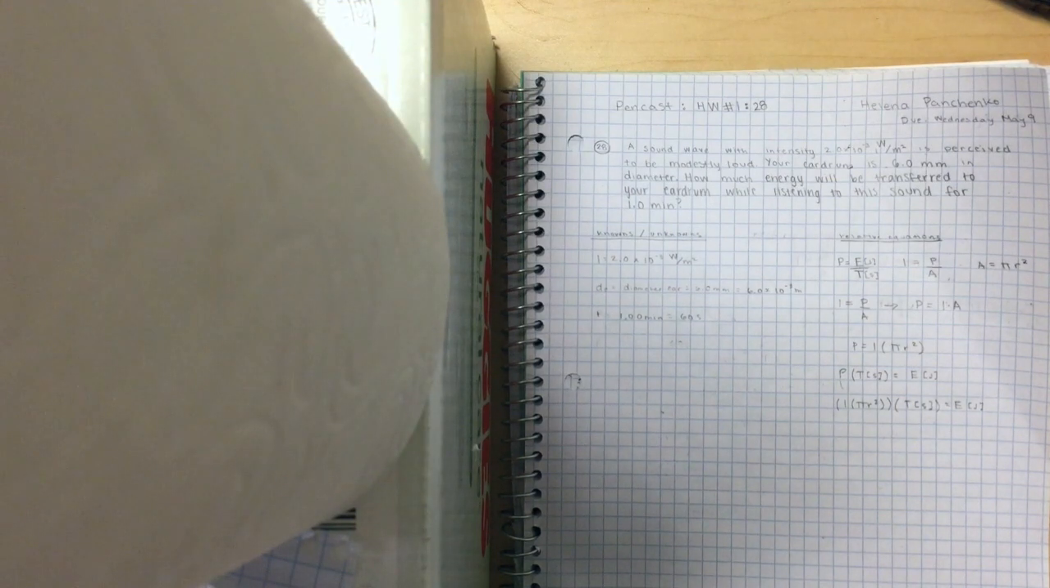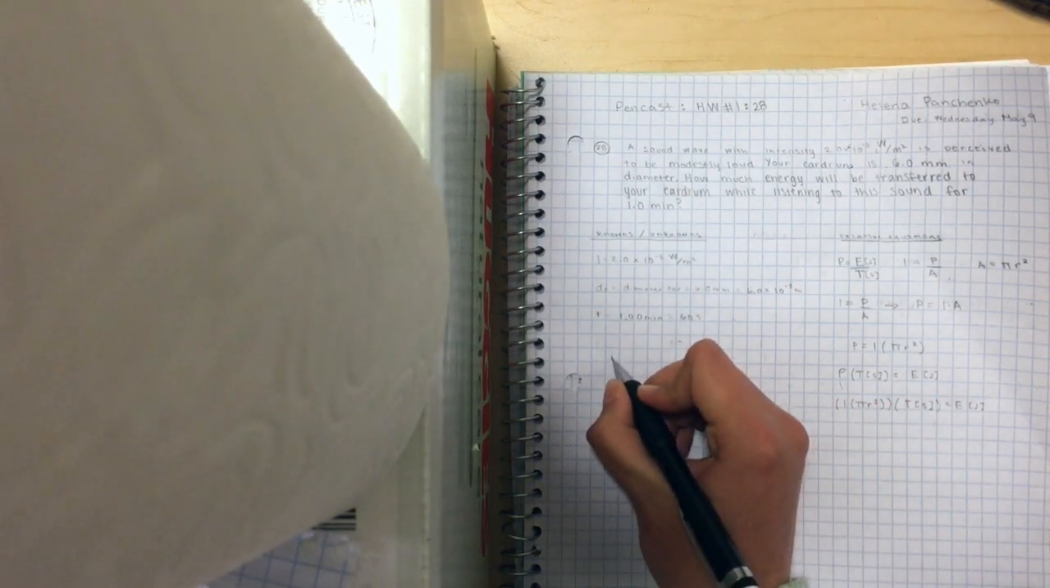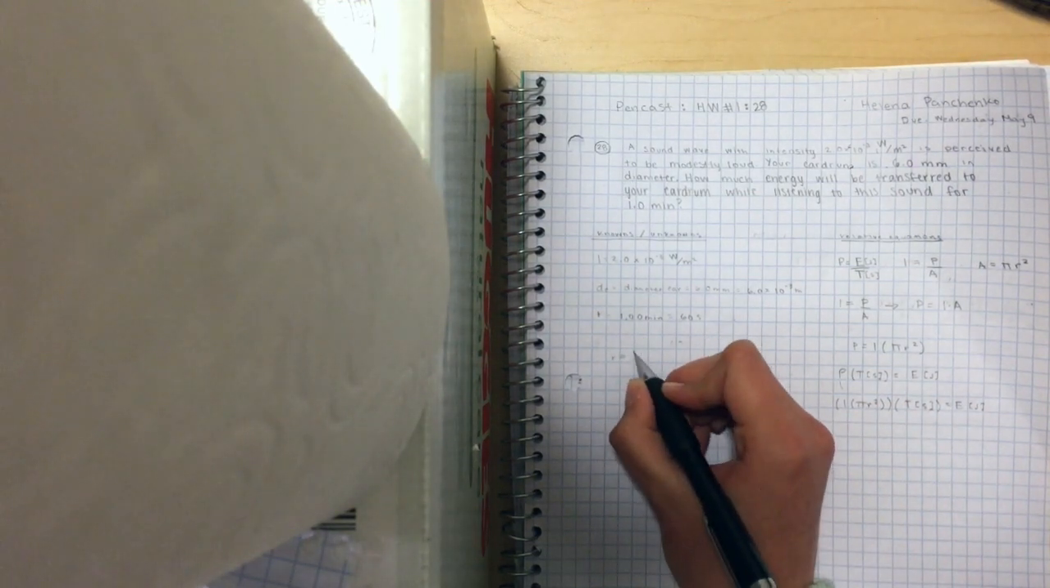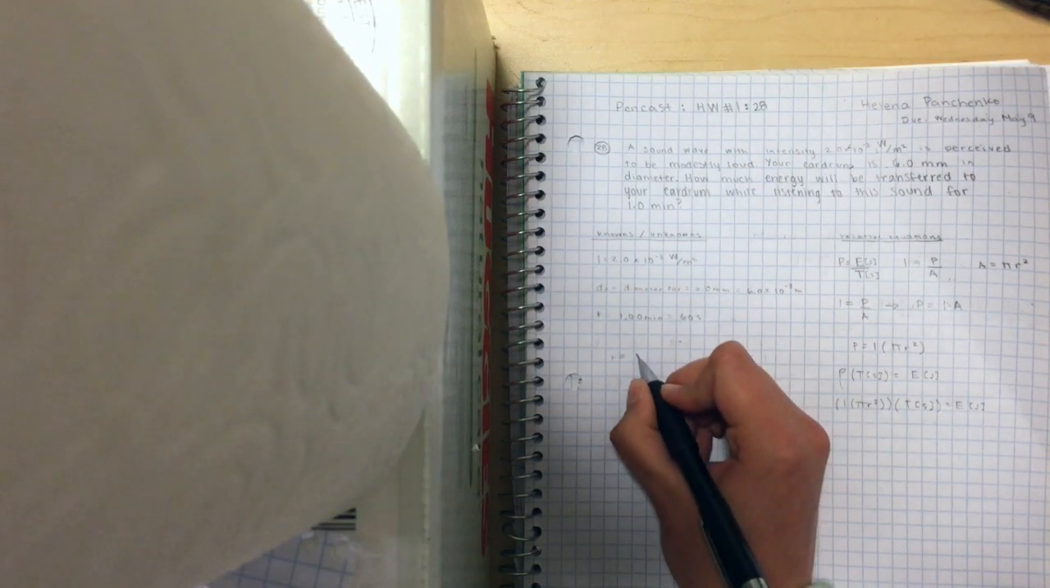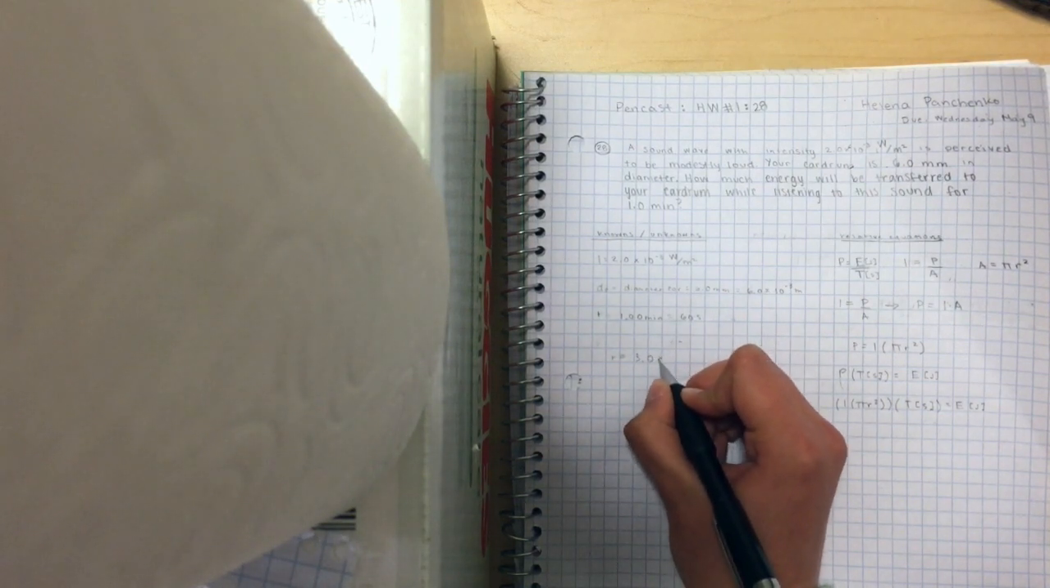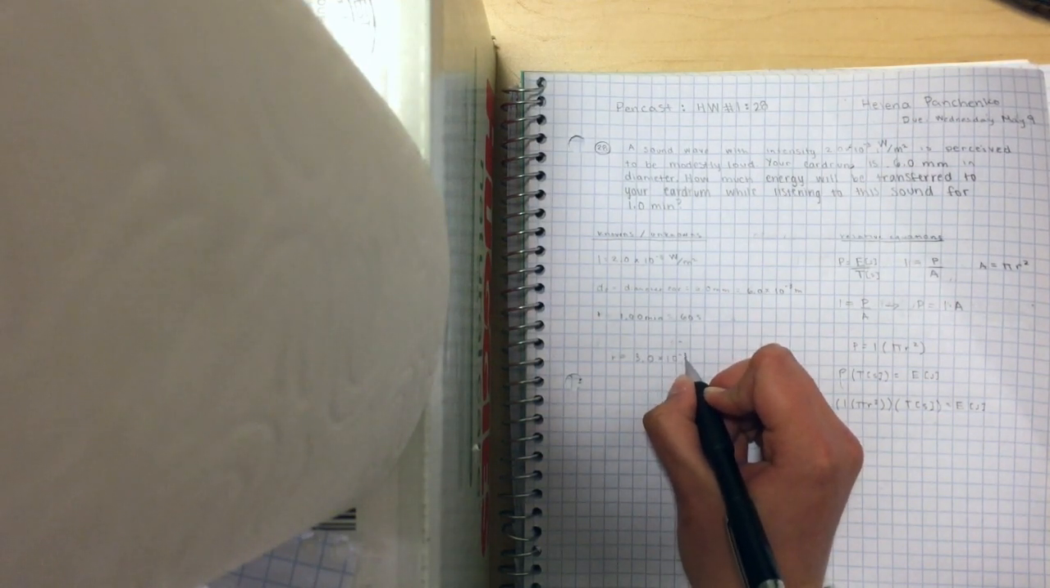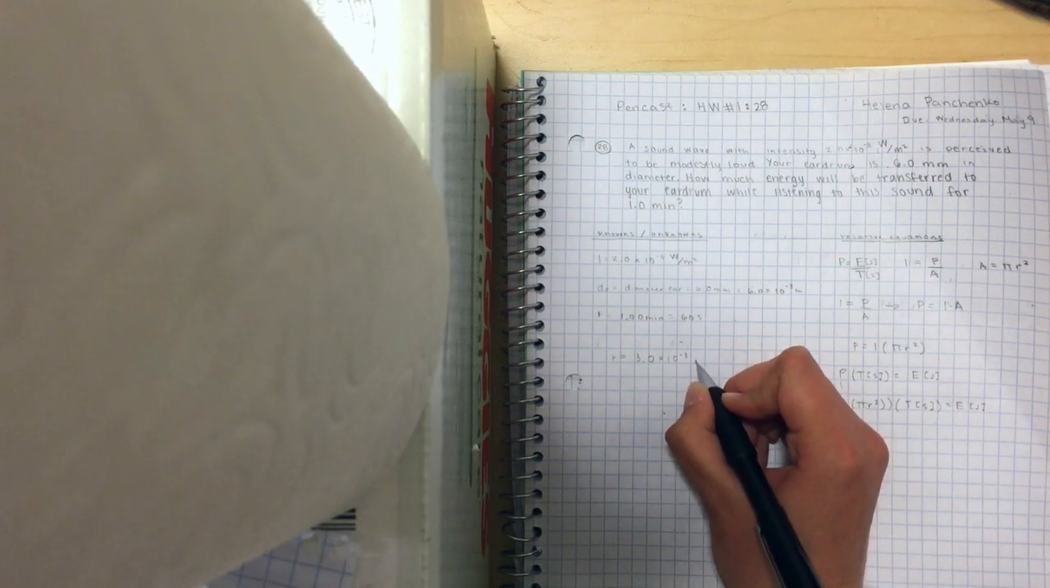Now we can begin to plug in our variables. Note that we are given the diameter of the ear, which is equal to 2r. So to solve for radius, we can divide the diameter by 2, so that will equal 3 times 10 to the negative third power meters.